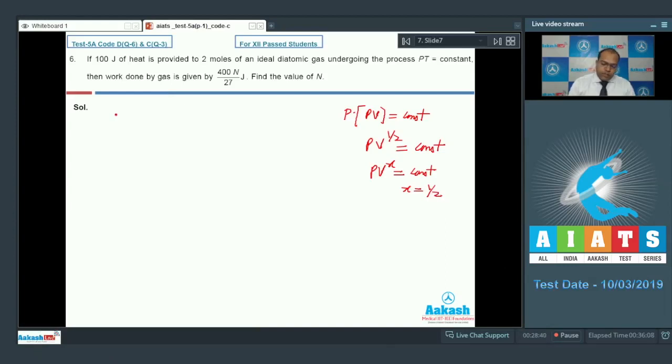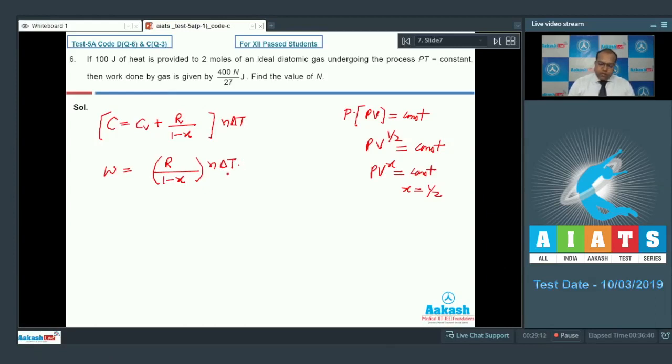Now we know that the molar heat capacity for the polytropic process is given by C is equal to Cv plus R divided by 1 minus x. Or if I multiply this equation with n into delta T, then we can easily say that the work done by the gas can be written as R divided by 1 minus x into n into delta T, from the equation of the first law of thermodynamics.